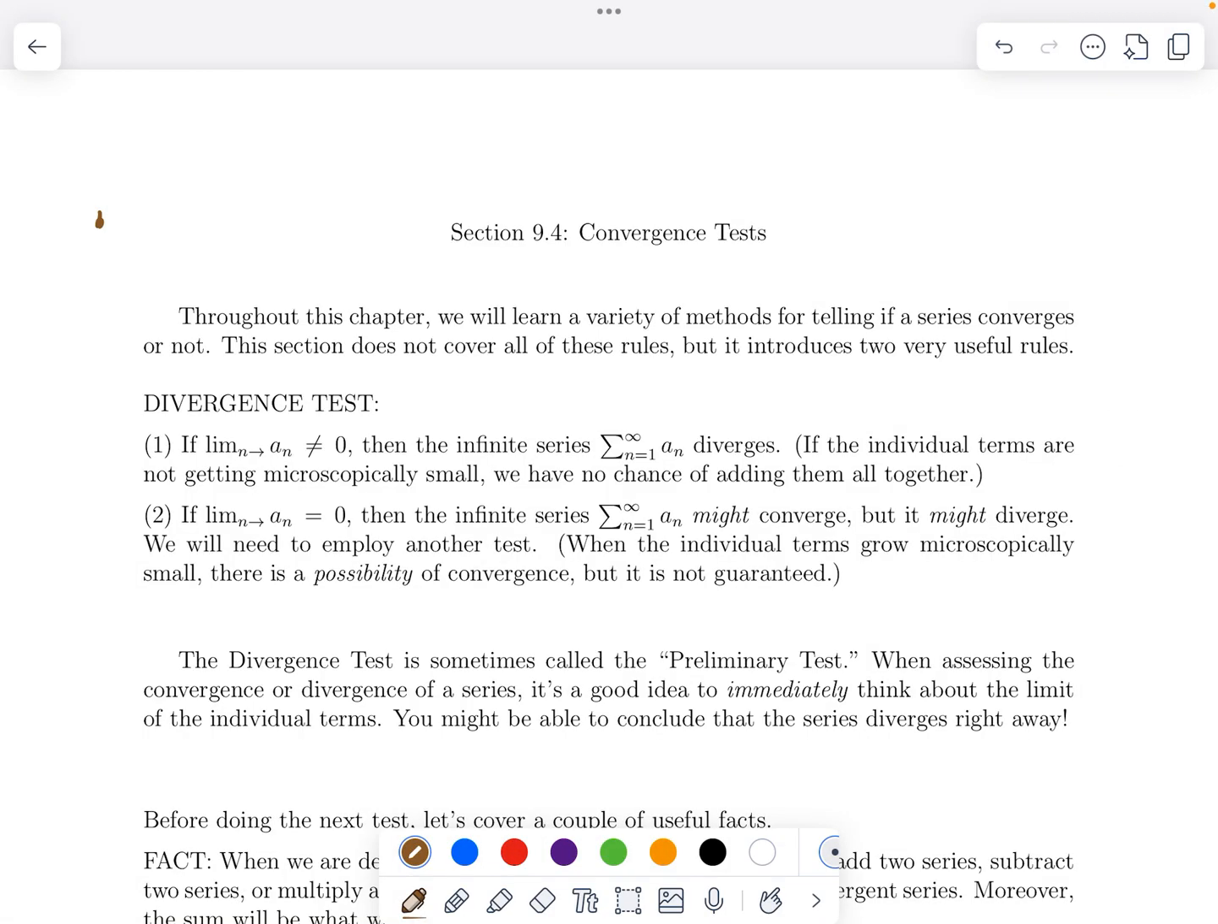Hello. This video is about section 9.4, which is called convergence tests, although there are a lot of convergence tests, and only a couple of them are mentioned in this section. Let's just jump right into this first one. This is called the divergence test.